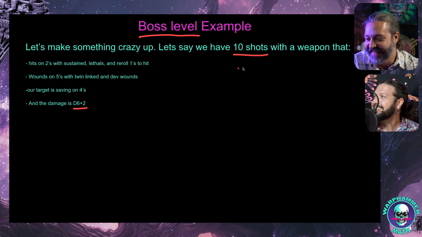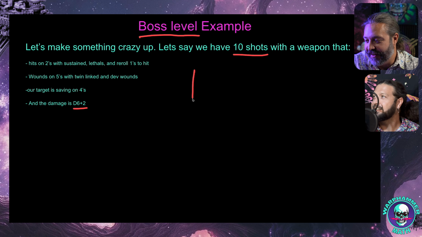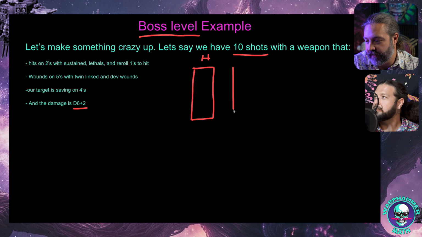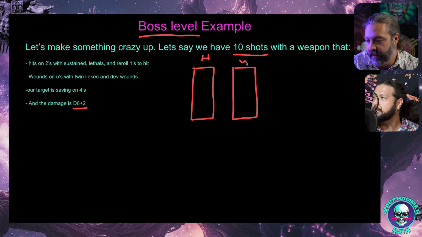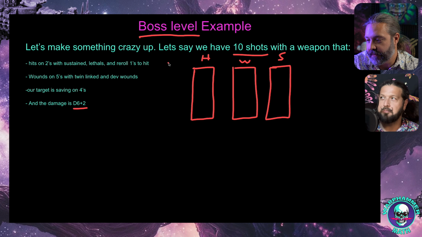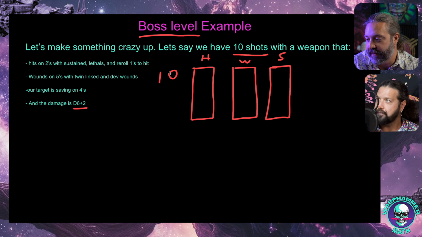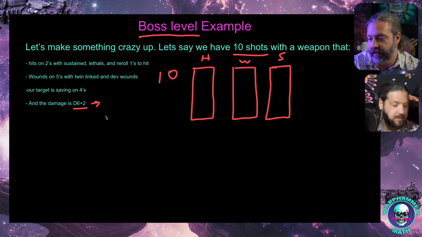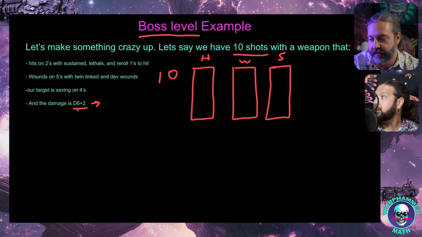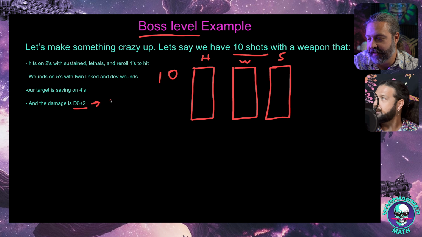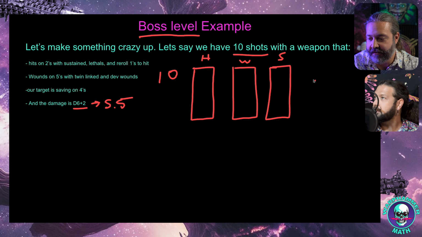Okay. All right, so let's see here. So let's go ahead and make our tables real quick. There's our hit table. Here's our wound table. Here's our save table. The columnar approach. We have 10 attacks, and then in terms of average damage, we got D6 plus 2. What's that going to be? D6 plus 2 damage. 3.5 plus 2 is 5.5. You got it. So our average damage is going to be 5.5.